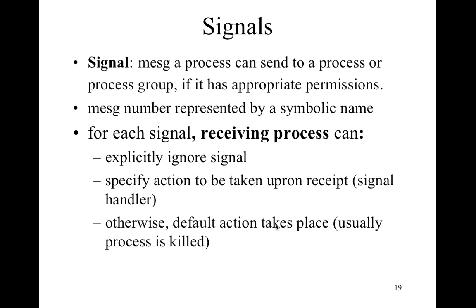System calls work from user mode to kernel mode, and tell the kernel to do something. Signals go from the kernel to the user and tell the user that the kernel is doing something. So we have communication in both directions, user mode to kernel mode to user mode. A signal is a message a process can send to a process or a process group if it has appropriate permissions, which means you can't communicate otherwise.